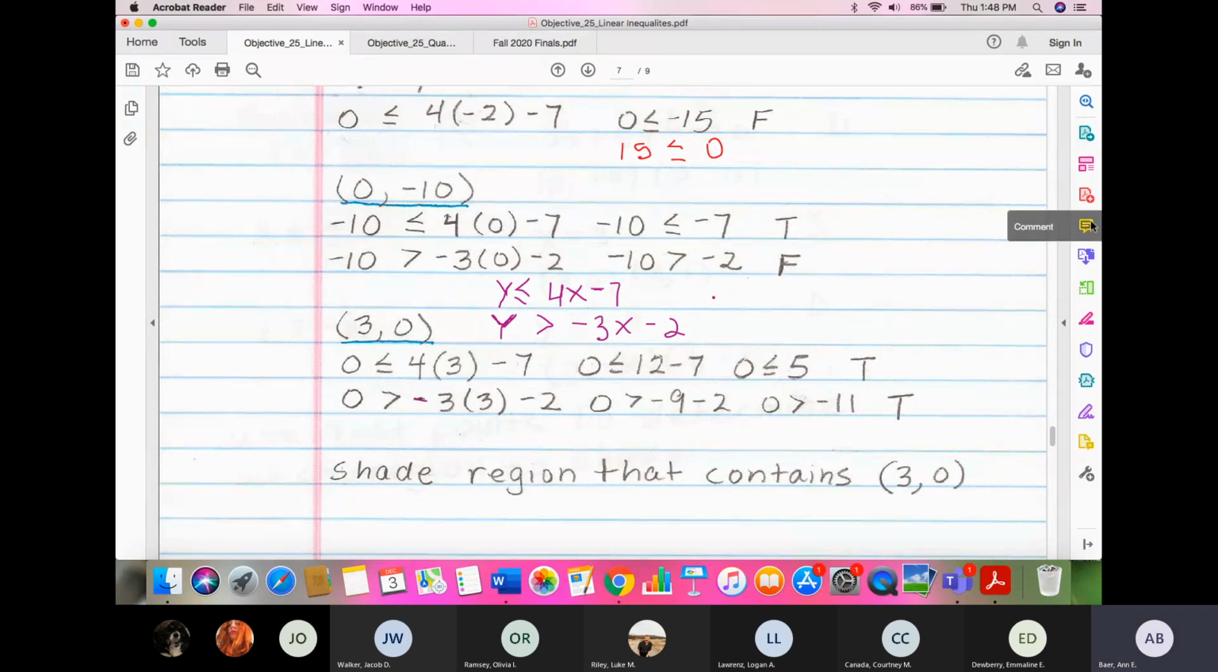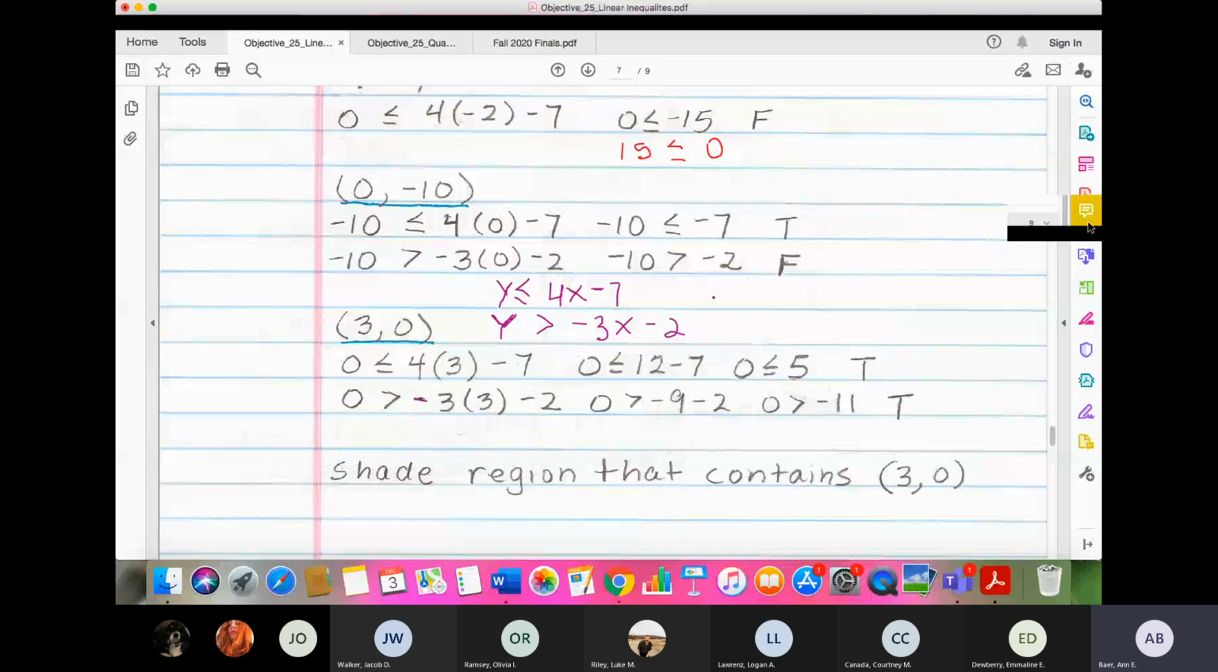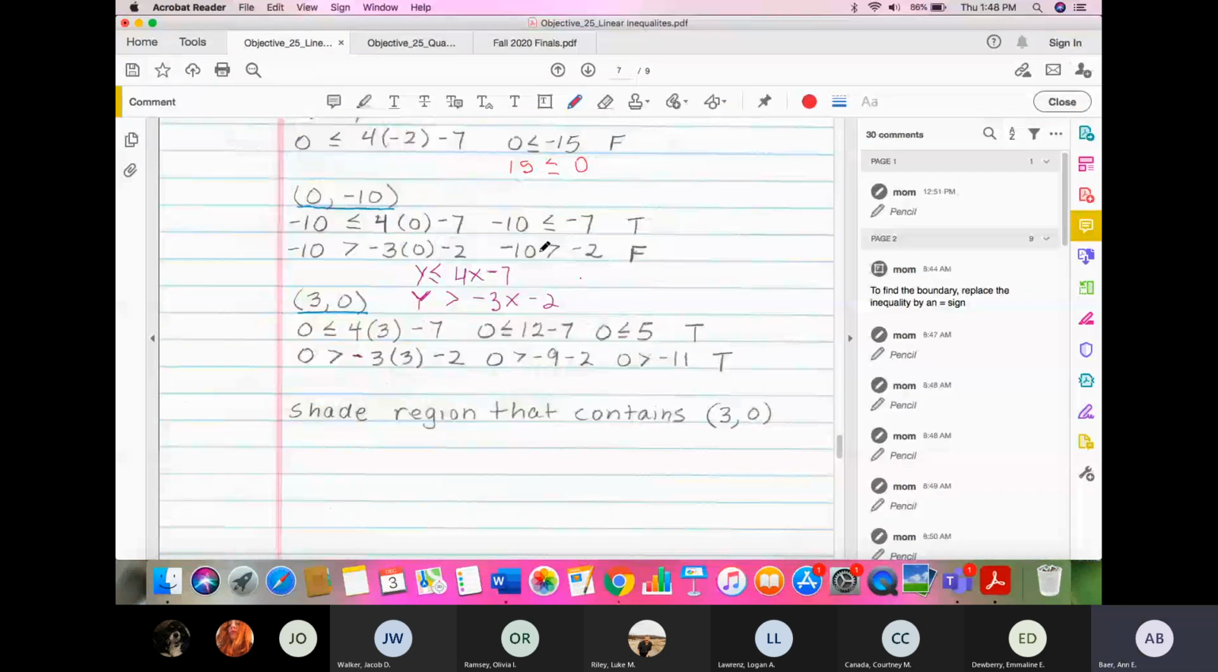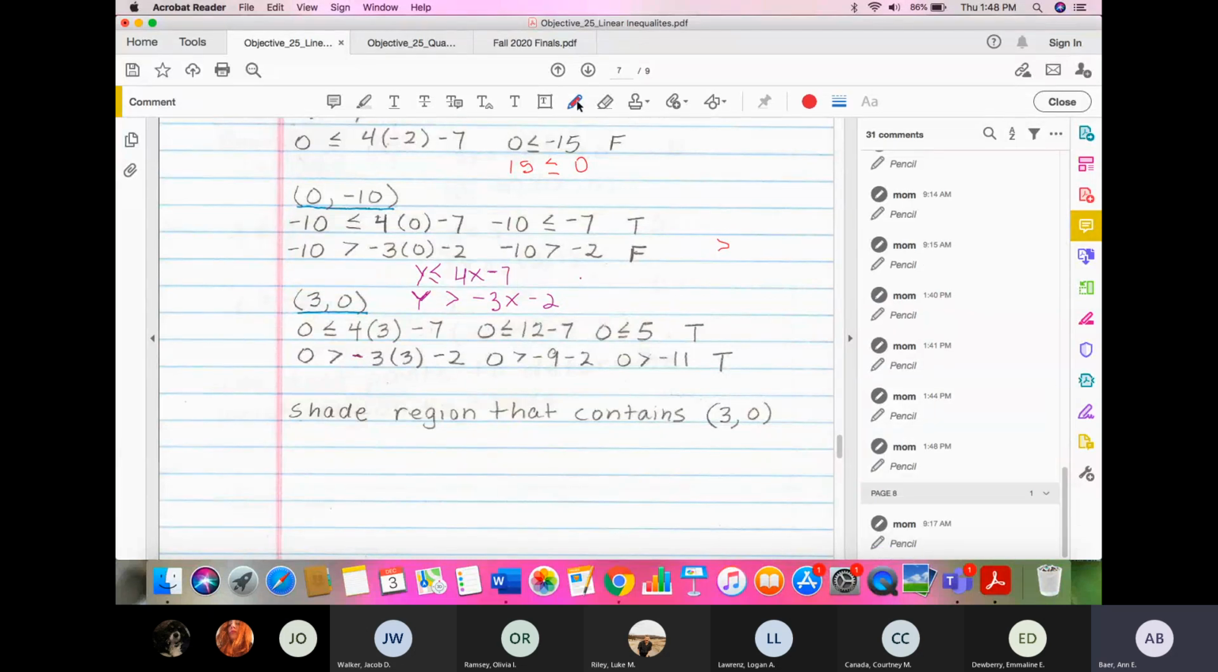And I should have done this because you can check these, like I was saying before. I can move this -10 over to the other side. So I can put a greater than symbol here and I can move that -10 to the other side by adding 10 to both sides. And I can move that -2 to the other side by adding 2 to both sides. And then I get 2 greater than 10. Well, that certainly is not true. That's false.